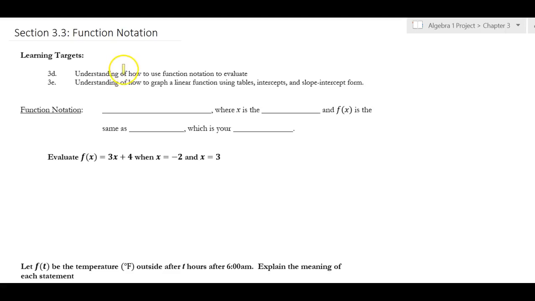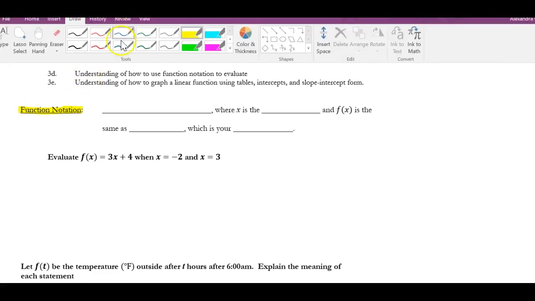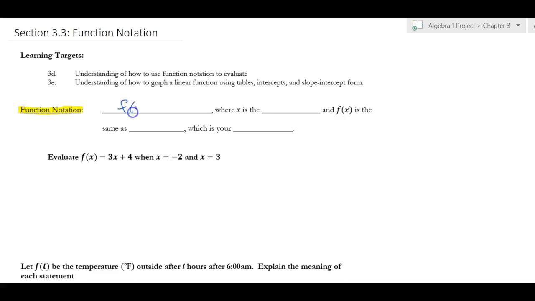Okay, so what we're doing here is section 3.3, function notation. Function notation is if I write something like f of x or g of x, anything of x, where x is the domain and f of x is the same as y, which is your range. So it's a function of x because x controls what happens. So I say it's a function of x. Okay, so here are some examples of what we have to do.